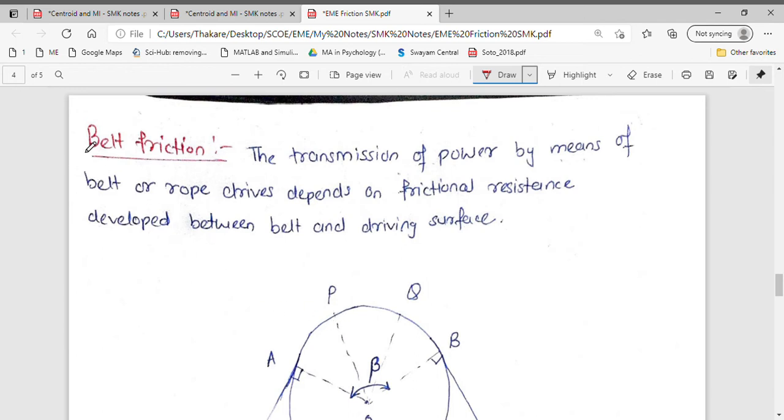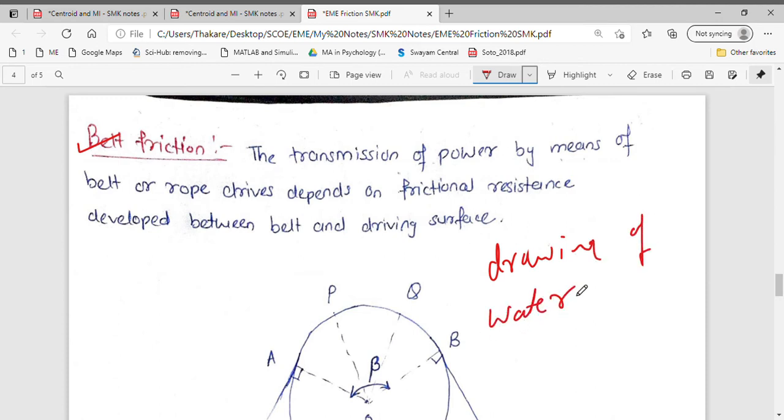So first we will start with belt friction. Belt friction is the transmission of power by means of belt or rope. It depends upon the friction that is considered in belt friction. We took an example in this condition, drawing of water from a well. The example we took of drawing water from a well is an example of belt friction.